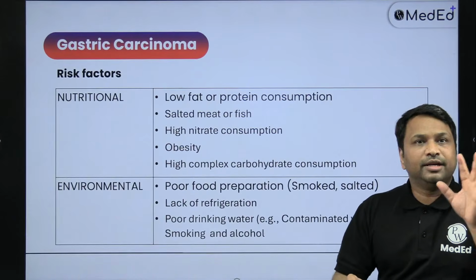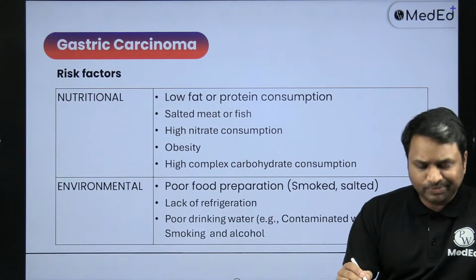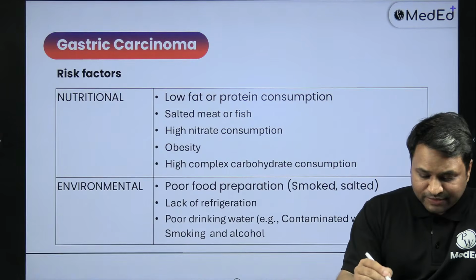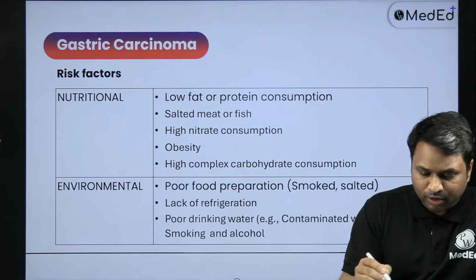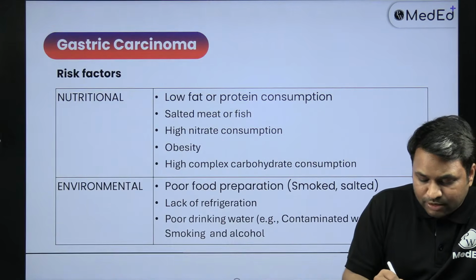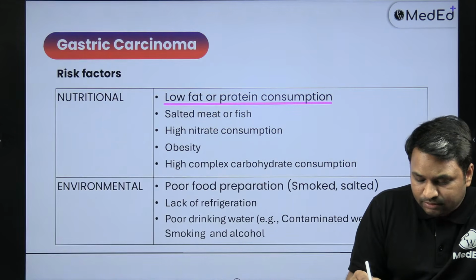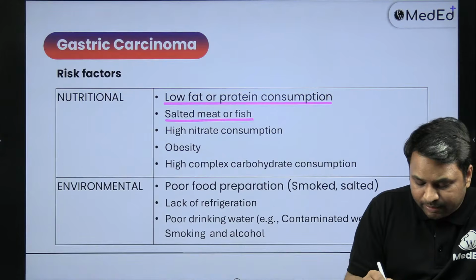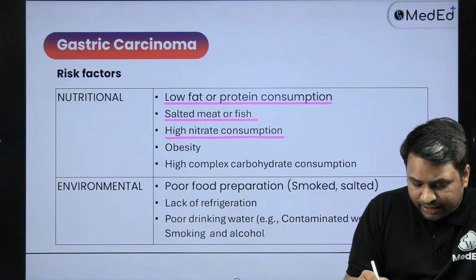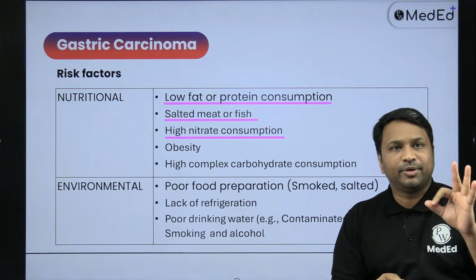Now, another important topic is going to be gastric carcinoma. When you talk about risk factors, the nutritional risk factors are important from the exam perspective. Number one is a low fat or low protein diet. The second is salted meat and high nitrate consumption. These three are the principal ones.